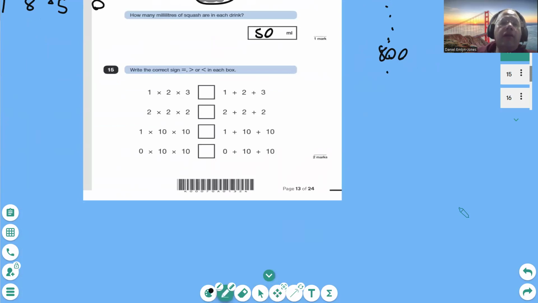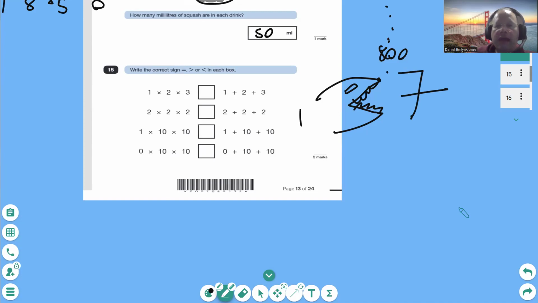Right. You have to have done that. Write the correct sign, equals, greater than, less than, in each box. Remember with the greater than and less than signs, the sign is like a crocodile. Imagine it as a little crocodile. And if you were a crocodile, you'd want to eat a bigger number, wouldn't you? If you had the option of 7 or 1, you go for the 7 because there's more there. So the crocodile always wants to eat the bigger number, so it always points to the bigger number.